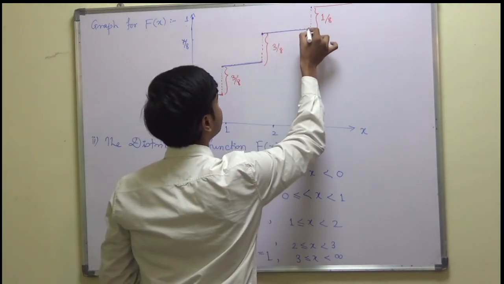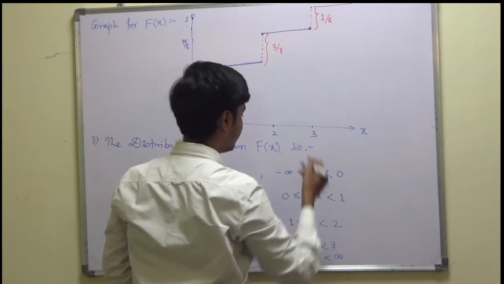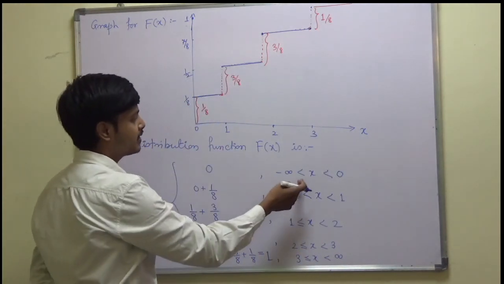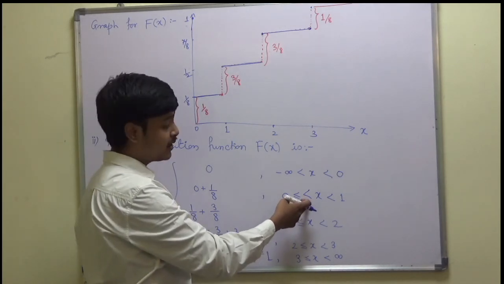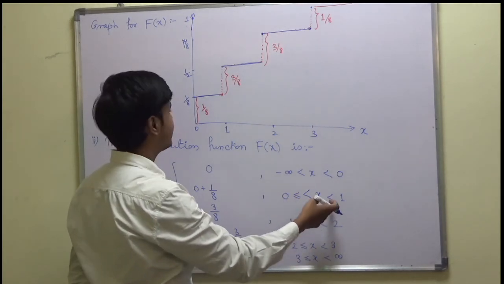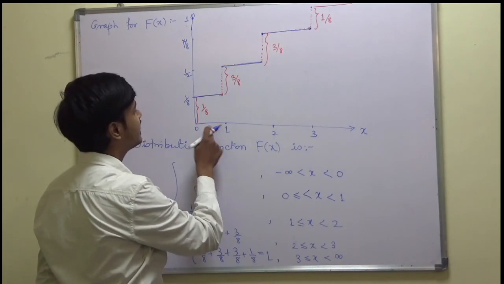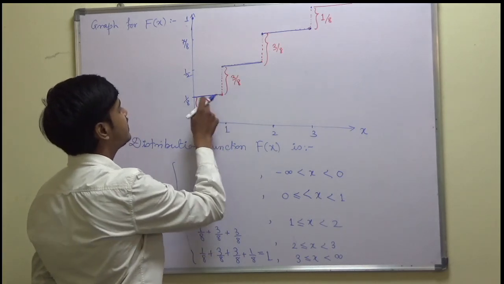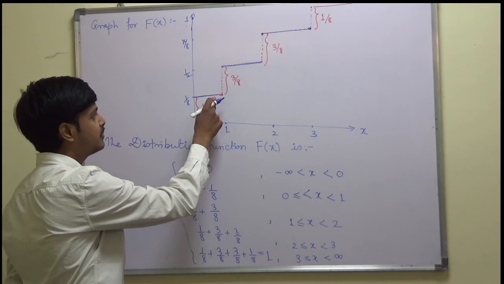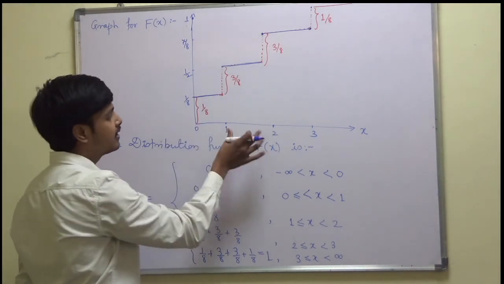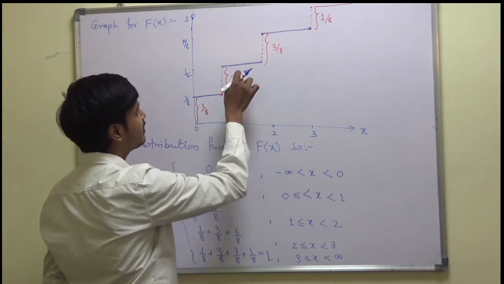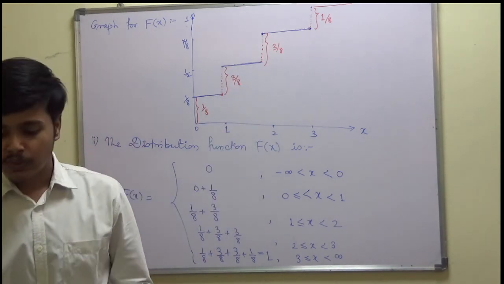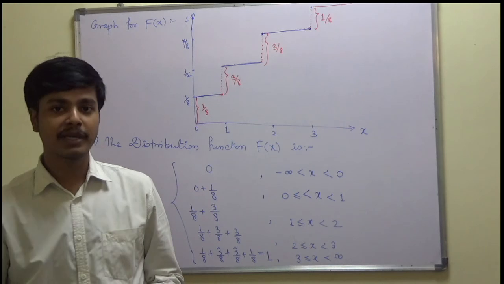You can actually verify the same thing from here itself. All the values which are equal to 0 but less than 1, till here, are getting the probability 1 by 8, and all the values which are greater than 1 but less than 2 have the probability 3 by 8, and so on. I hope this video lecture is making sense.